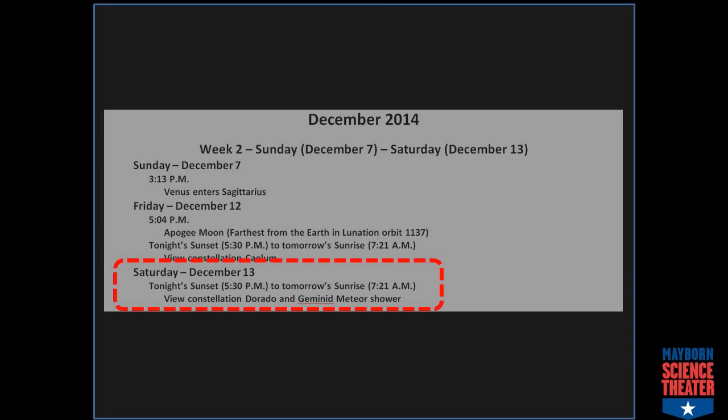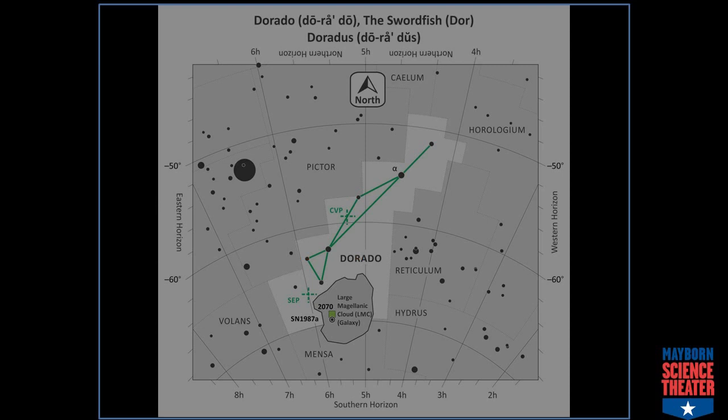The Saturday, we have again another constellation on that Saturday. Dorado here, the swordfish, and the Gemini meteor shower. Let's look at both of these. Here's Dorado and the swordfish. Here we have right this.